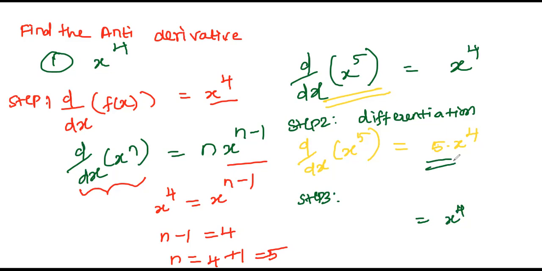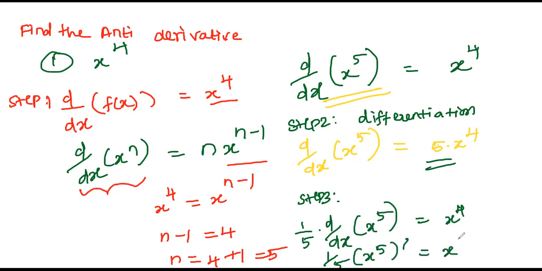When you move this 5 to the left hand side, it will become 1 upon 5. So it's 1 upon 5 d by dx of x raised to the power 5, which can be written as 1 by 5 x raised to the power 5, the whole dash, is equal to x raised to the power 4. That's it. So the antiderivative of x raised to the power 4 is 1 upon 5 x raised to the power 5, the whole dash. Are you able to follow this?